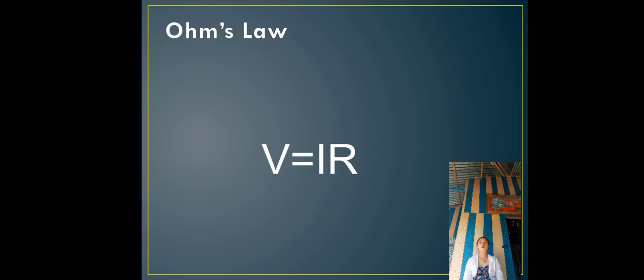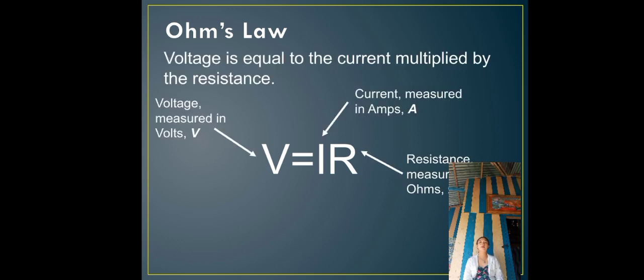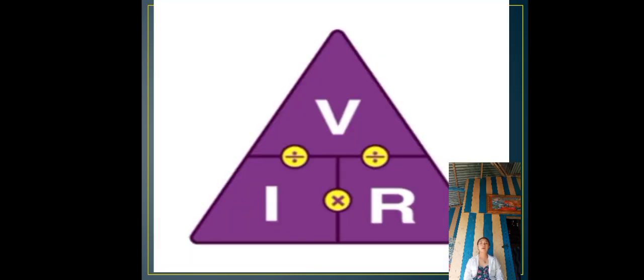Voltage is equal to the current multiplied by the resistance. So voltage is measured in volts, which is V, current is measured in amperes or amps, which is A, and resistance is measured in ohms, which is the omega sign. So just take a look at this diagram that appeared on your screen.